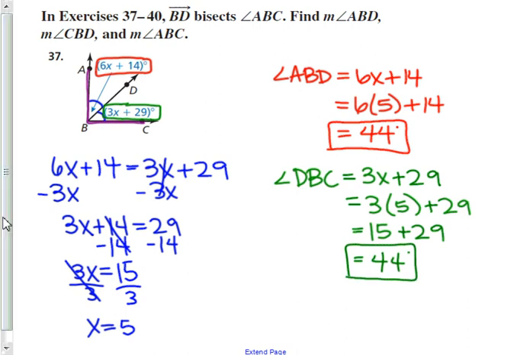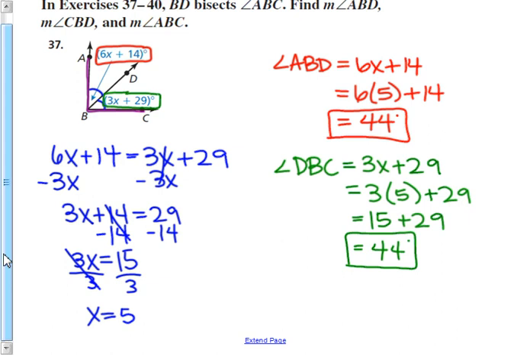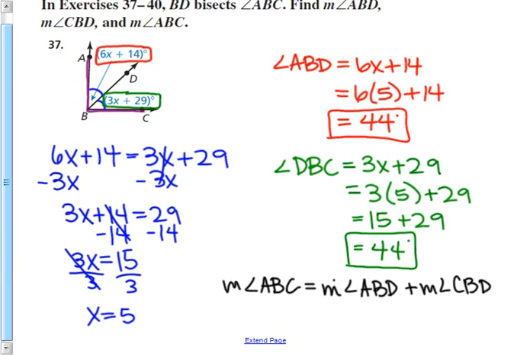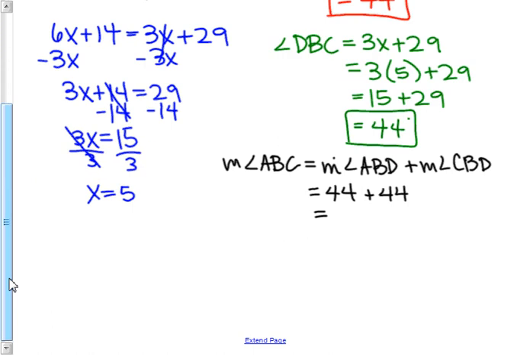And then finally, in order to get the measure of angle ABC, I'm basically just going to add those two parts together. So the measure of angle ABC is equal to the measure of angle ABD plus the measure of angle CBD, or DBC. Well, I know what both those are, 44 and 44. So I know that my answer here is 88 degrees for my whole thing.